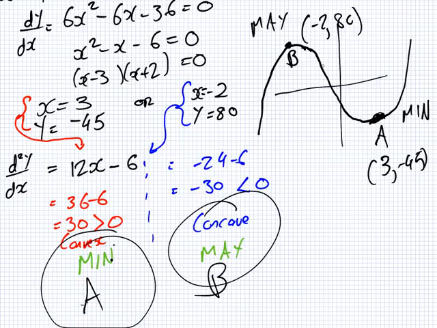Now sometimes students think, and I used to think it too in school, that you can just decide its max or min by looking at the y. So this y is 80, that's clearly bigger than minus 45. So you might simply decide, well, that makes this definitely the max, and that makes this one here the min. Okay.